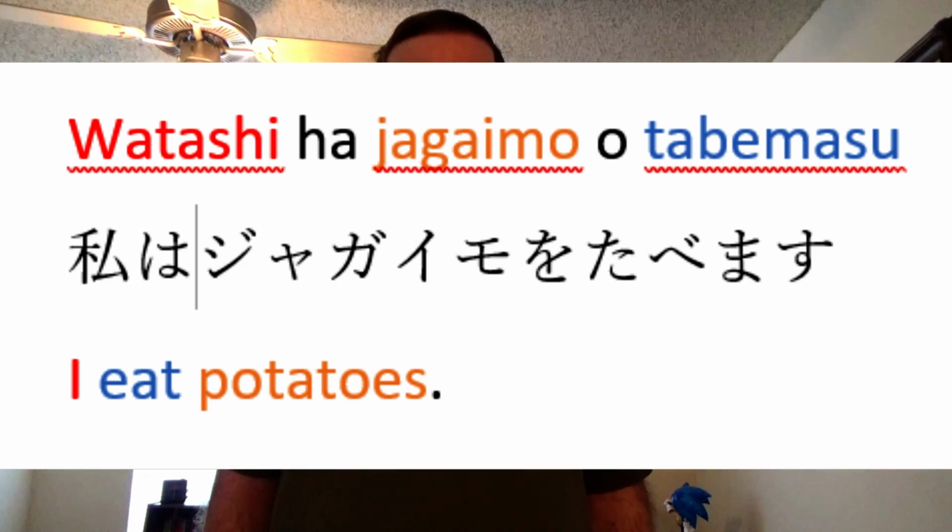Japanese is a subject-object-verb language. That means sentences begin with the subject, followed by the object and what you do to it. Let's take this sentence, Watashi wa jagaimo o tabemasu, which means I eat potatoes, or I eat a potato. Watashi means I, jagaimo means potatoes, and tabemasu means to eat. Note that jagaimo isn't necessarily plural or singular.